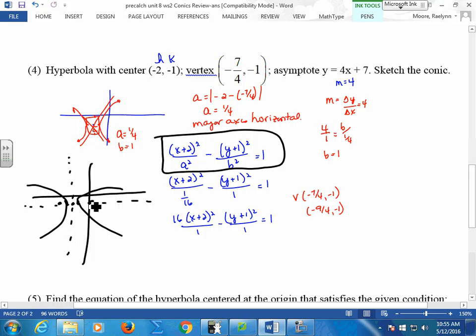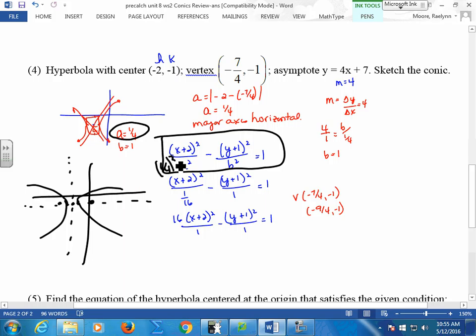Okay, so now I have the distance for A. The distance from negative 2 to negative 1 3/4 is 1/4. So I have A. So I need to get B. So I put my 1/4 here and I squared it. 1/4 squared is 1/16. Okay, so now B.